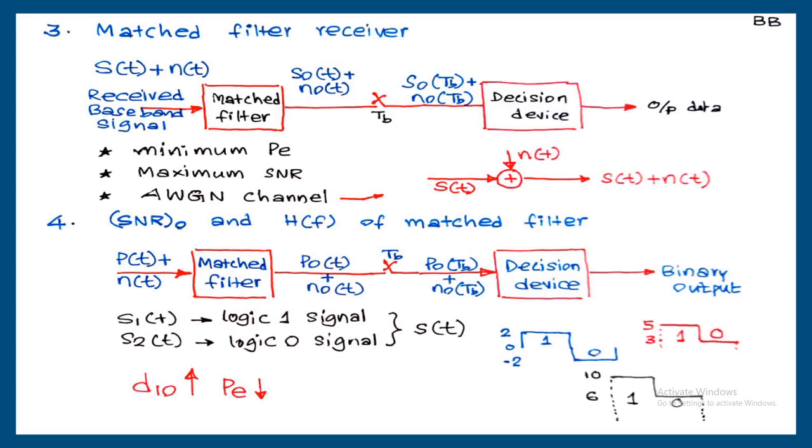Third definition, matched filter receiver. So instead of optimum filter, the block used here is the matched filter. There is only one difference. The difference is that input noise is considered as white noise. In the previous case, there was no restriction. For any type of noise, the filter is always minimizing the probability of error. Here, if the input noise is only white, that optimum filter is known as matched filter. So it's a subset. Matched filter is a subset of optimum filter.